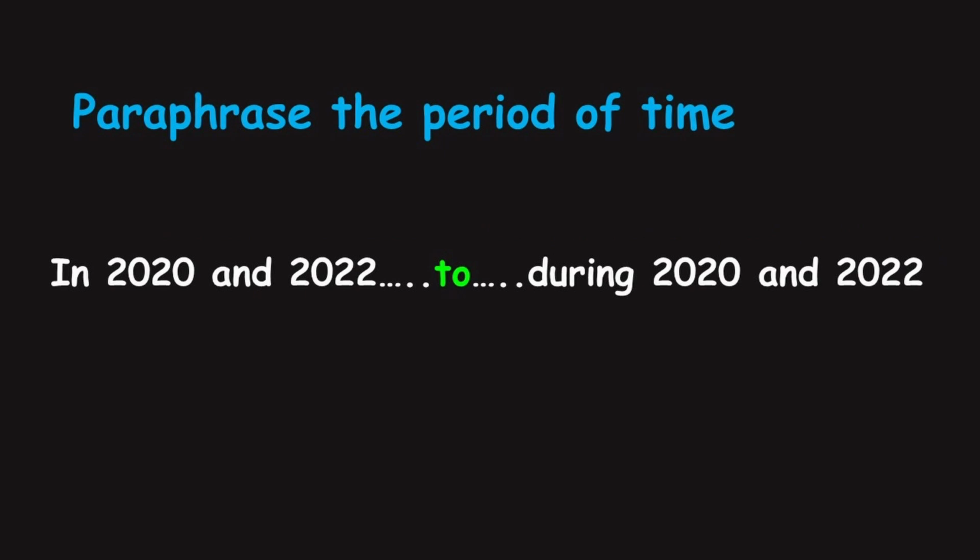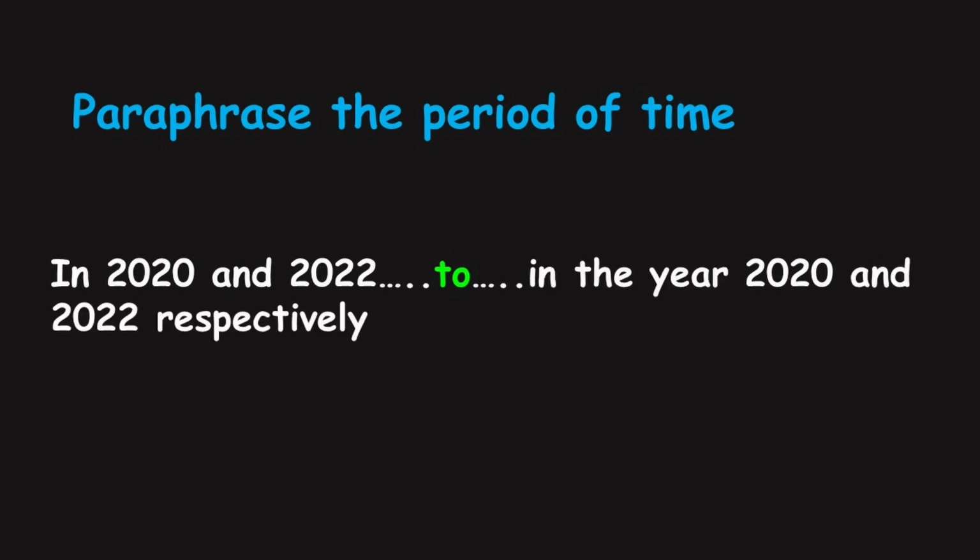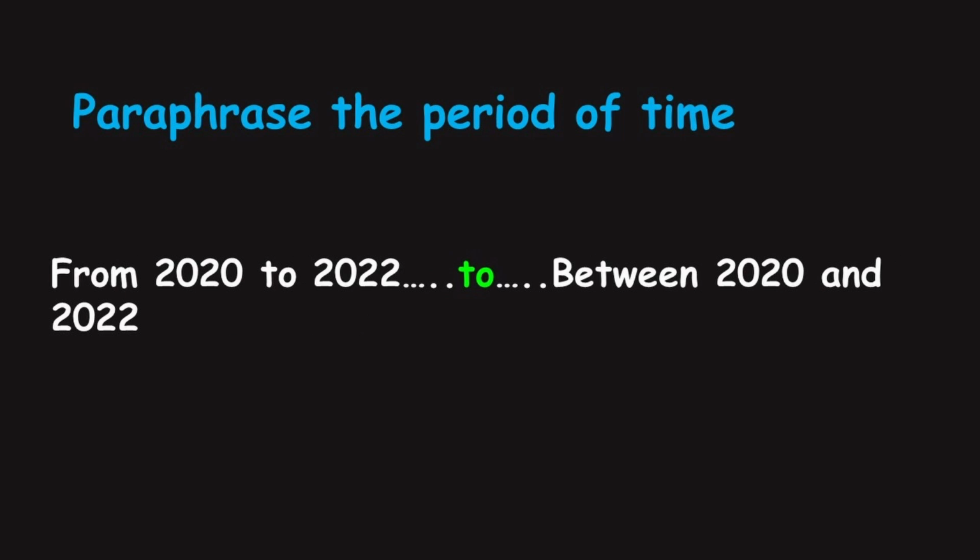Some examples of how to paraphrase a period of time. In 2020 and 2022, you can paraphrase to during 2020 and 2022. Also, in 2020 and 2022, you can paraphrase to in the year 2020 and 2022 respectively. From 2020 to 2022, you can paraphrase to between 2020 and 2022.